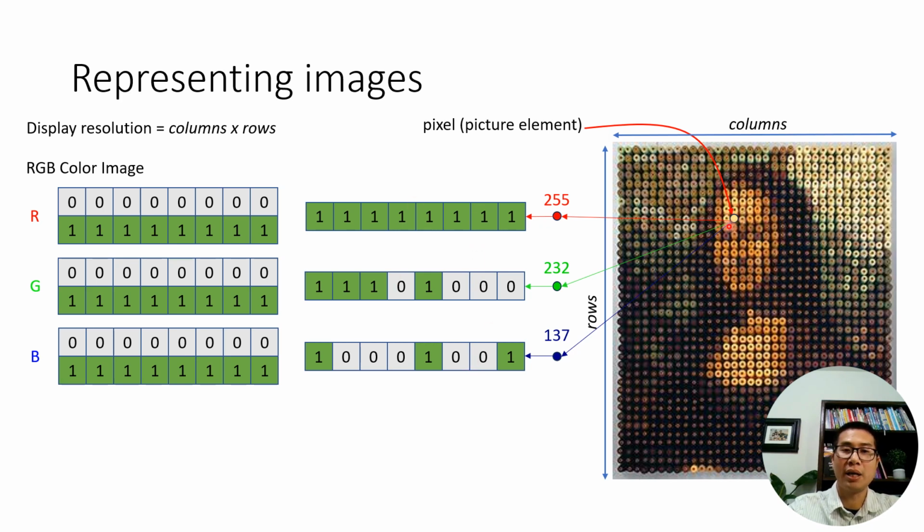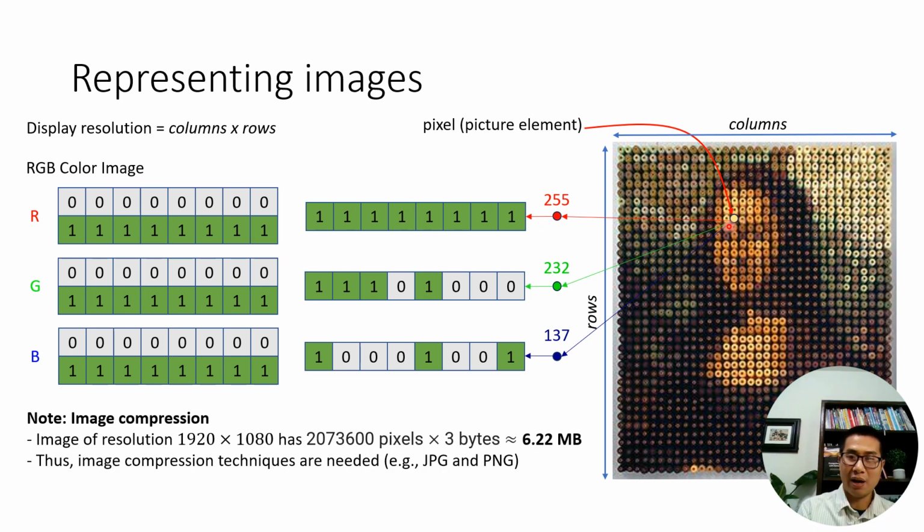Okay, and if we have a picture, we'll have a lot of them. That's why we need to have image compression. So let's just say this image is 1920 by 1080, which is the common image resolution or computer resolution, then we'll have that big number of pixels. And each pixel has 3 bytes, 1, 2, 3 bytes, and it's going to be about 6.2 megabytes of this size. Therefore, image compression techniques are important.